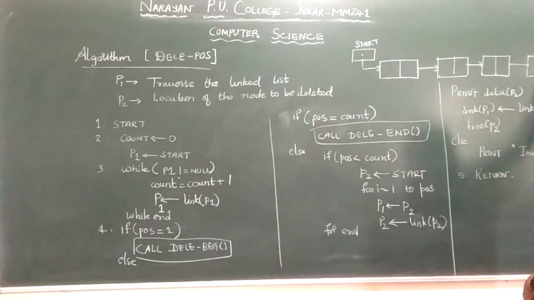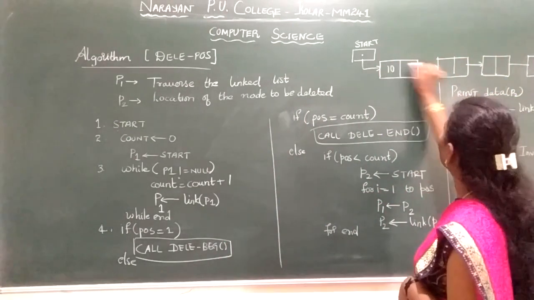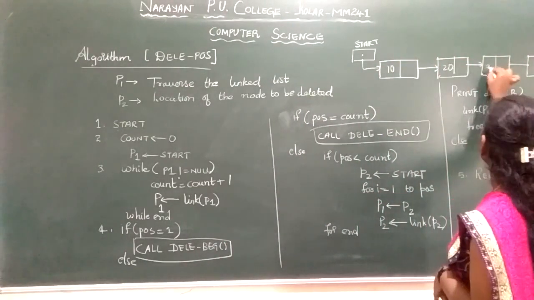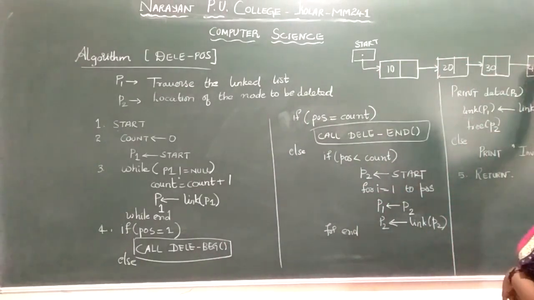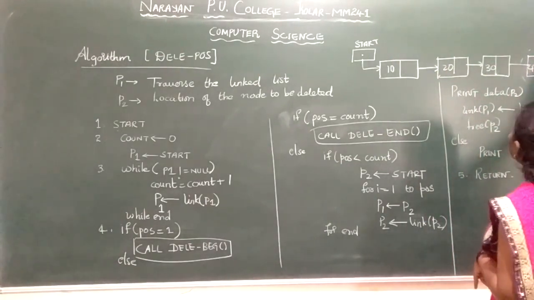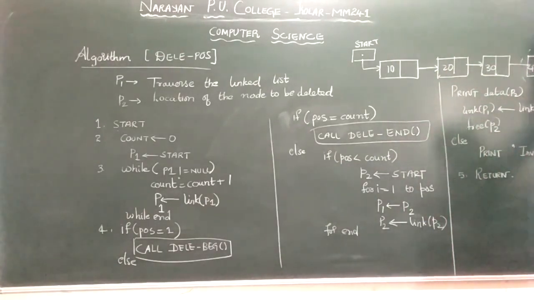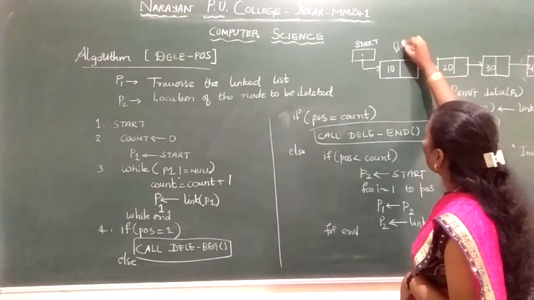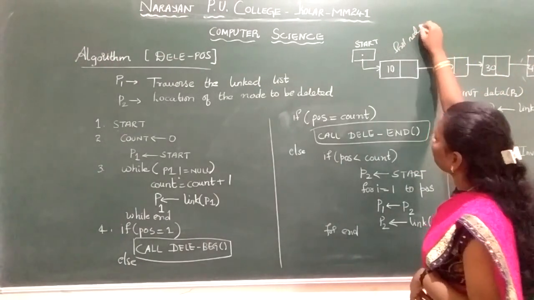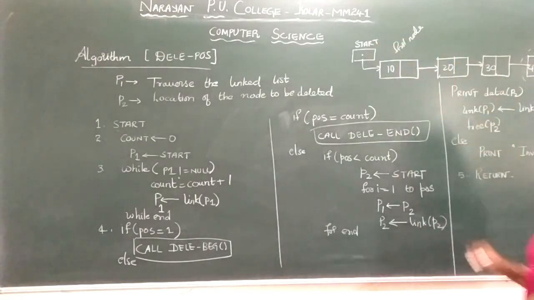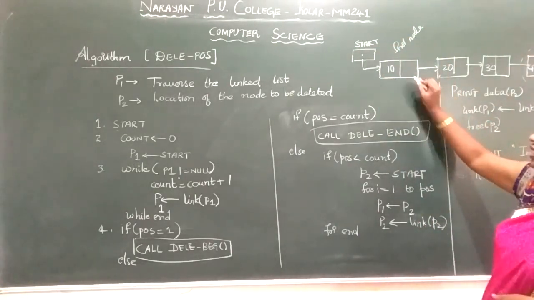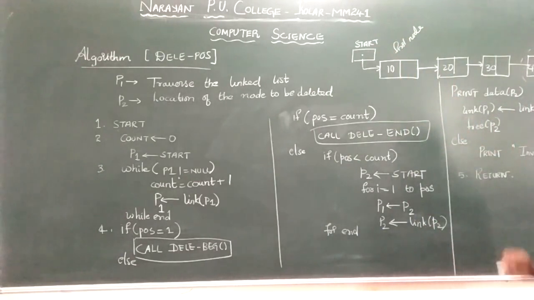Null. So I have 10, 20, 30, 40. This is my last node. Why? Because I have null in the link field. This is my first node. Why? Because my start is connected to the first node. So start always has the beginning address, the first address of the node. The first node's address will be present in the start. So these are the things.